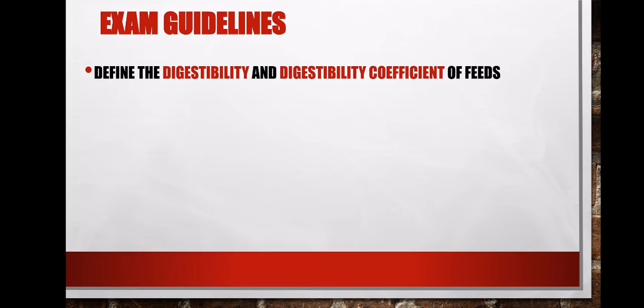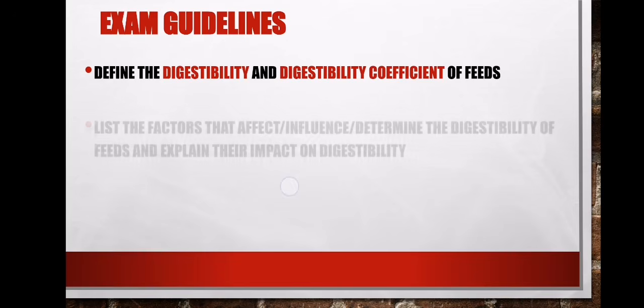But when we look at digestibility, we say this is the portion of the feed that was ingested by the animal, digested by the animal, absorbed by the animal, and used by the animal, not excreted by the animal. So we will look at it later. Then we will look at the digestibility coefficient, which is the one that we use to measure the digestibility.